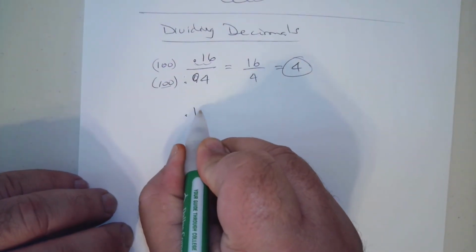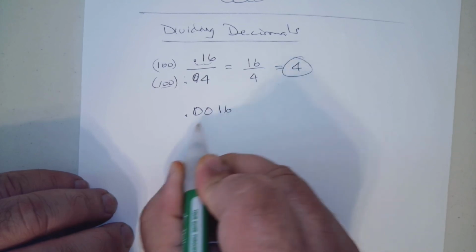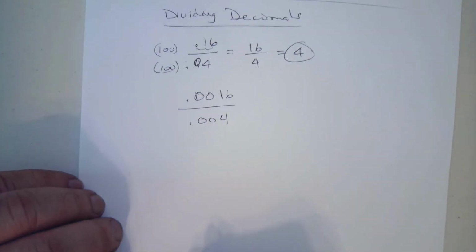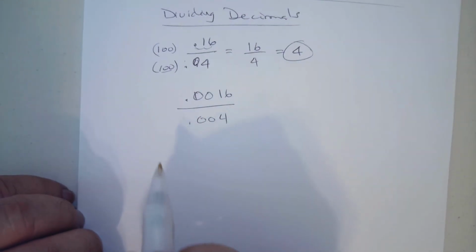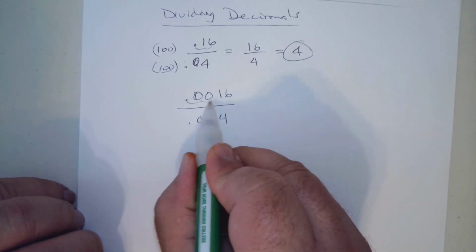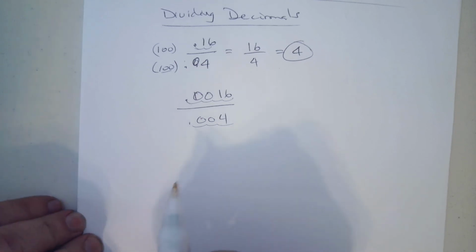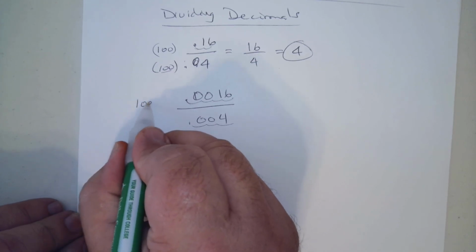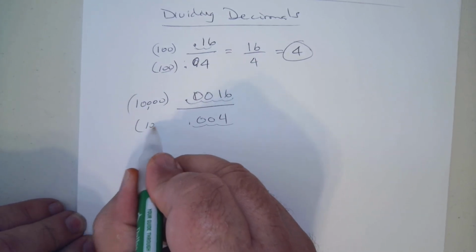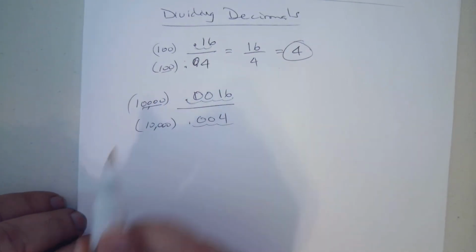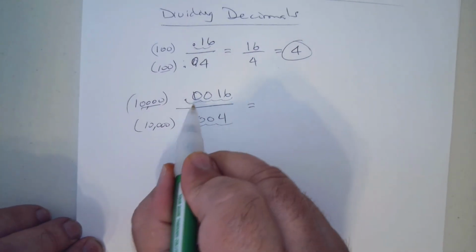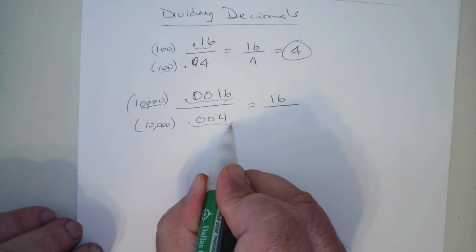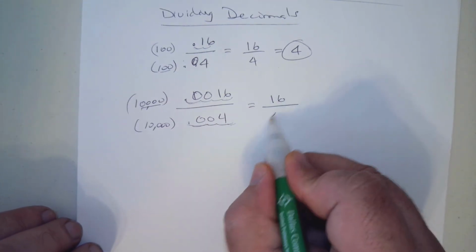Okay, what if we had 0.0016 divided by 0.004? If they're not the same, to get rid of it, use the most spaces. So this is 1, 2, 3, 4 spaces I gotta move. So I gotta multiply top and bottom by 10,000. 4 zeros. So if I move 4 spaces, that becomes 16. But on the bottom, there's 1, 2, 3, 4. It becomes 40.